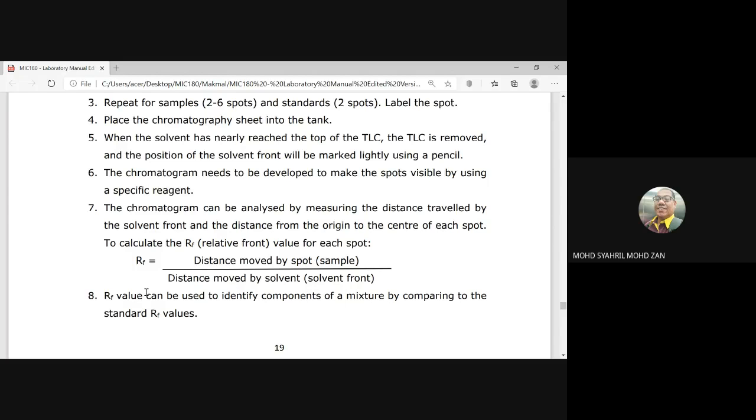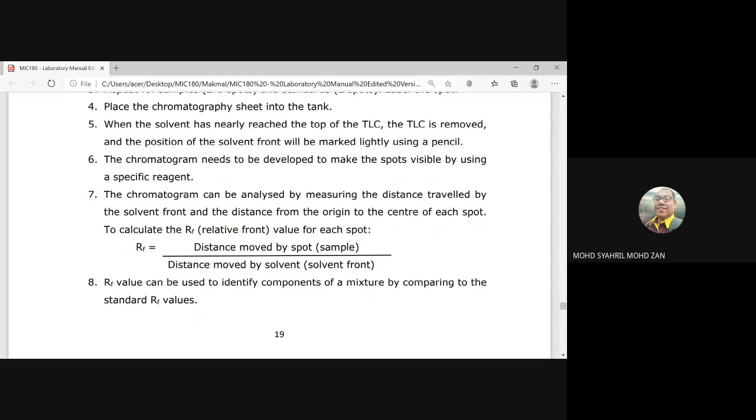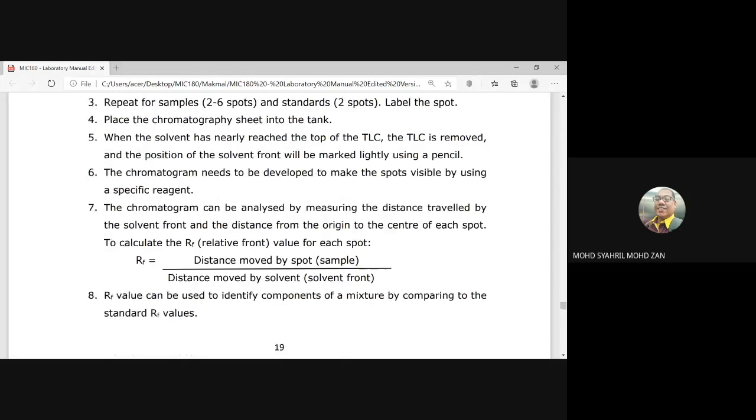So what is the meaning of the RF value? The RF value can be used as an identification for a component in a mixture by comparing it to the standard RF value. In this experiment, once you do the experiment, the volatile or lighter substance will rise quickly to the top compared to the less volatile substance, which will stay near the bottom. So from that distance we need to divide the movement of the spot by the movement of our solvent front. Right?